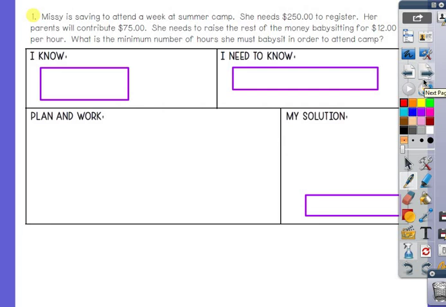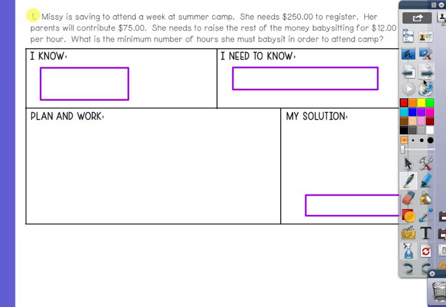So, reading number 1, it says, Missy is saving to attend a week at summer camp. She needs $250 to register. Her parents will contribute $75. She needs to raise the rest of the money babysitting for $12 per hour. What is the minimum number of hours she must babysit in order to attend camp?